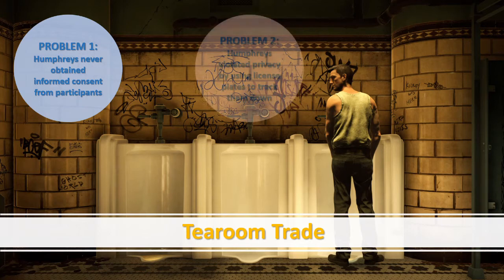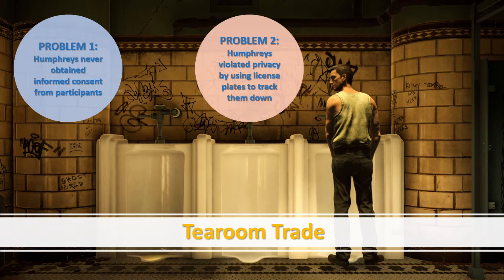Second, Humphreys violated participants' privacy by locating their identity through license plates and following them home to their residences. On a few occasions, he even went so far as to sometimes push his way into these individuals' homes with the threat of revealing the participants' behaviors to their families.